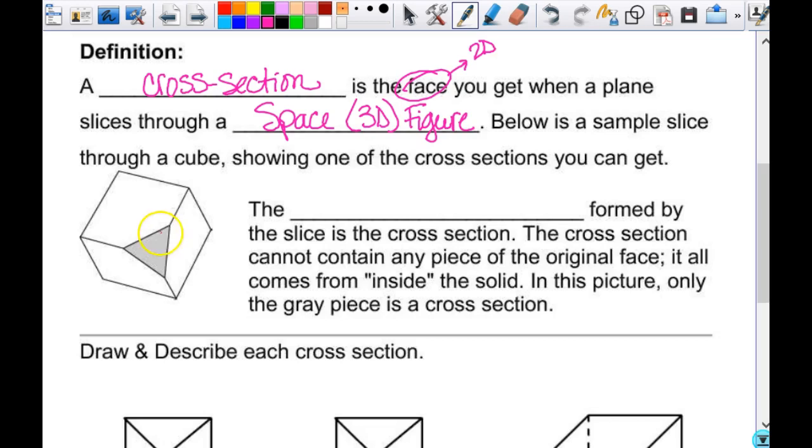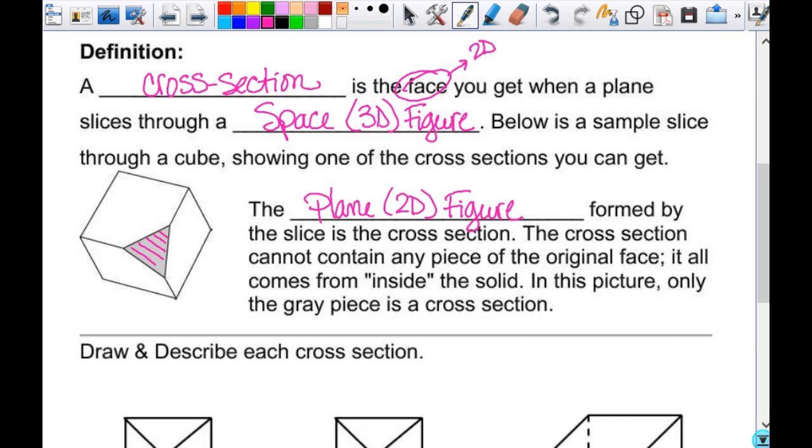Okay, so this right here is my cross-section. Yes, a triangular pyramid gets chopped off, but the cross-section is a triangle. Okay. So the plane or 2D figure formed by the slice is the cross-section. The cross-section cannot contain any piece of the original face. It all comes from the inside.